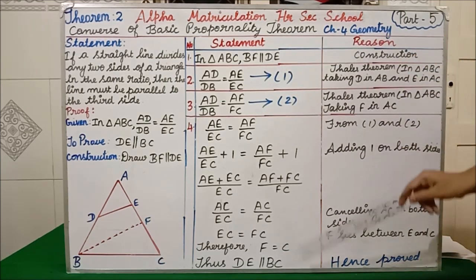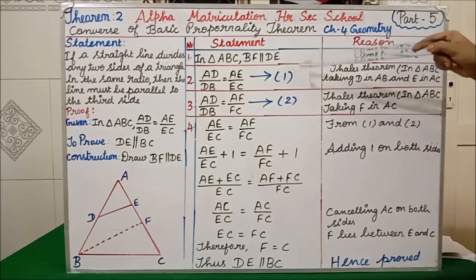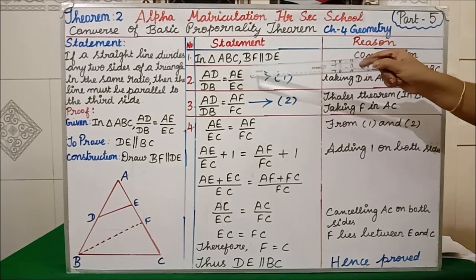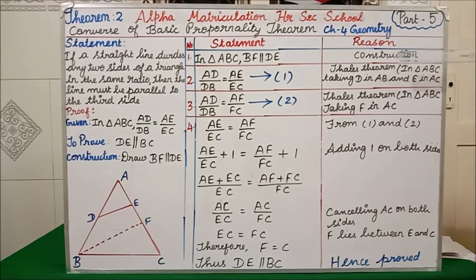This side I have written the statement, and for this statement, this side I am writing the reason. First, in triangle ABC, BF is parallel to DE. In the reason, what am I writing? It is construction. What have we taken in construction? Draw BF parallel to DE. We ourselves are constructing the line BF, which should be parallel to DE. That is construction. Clear, students?